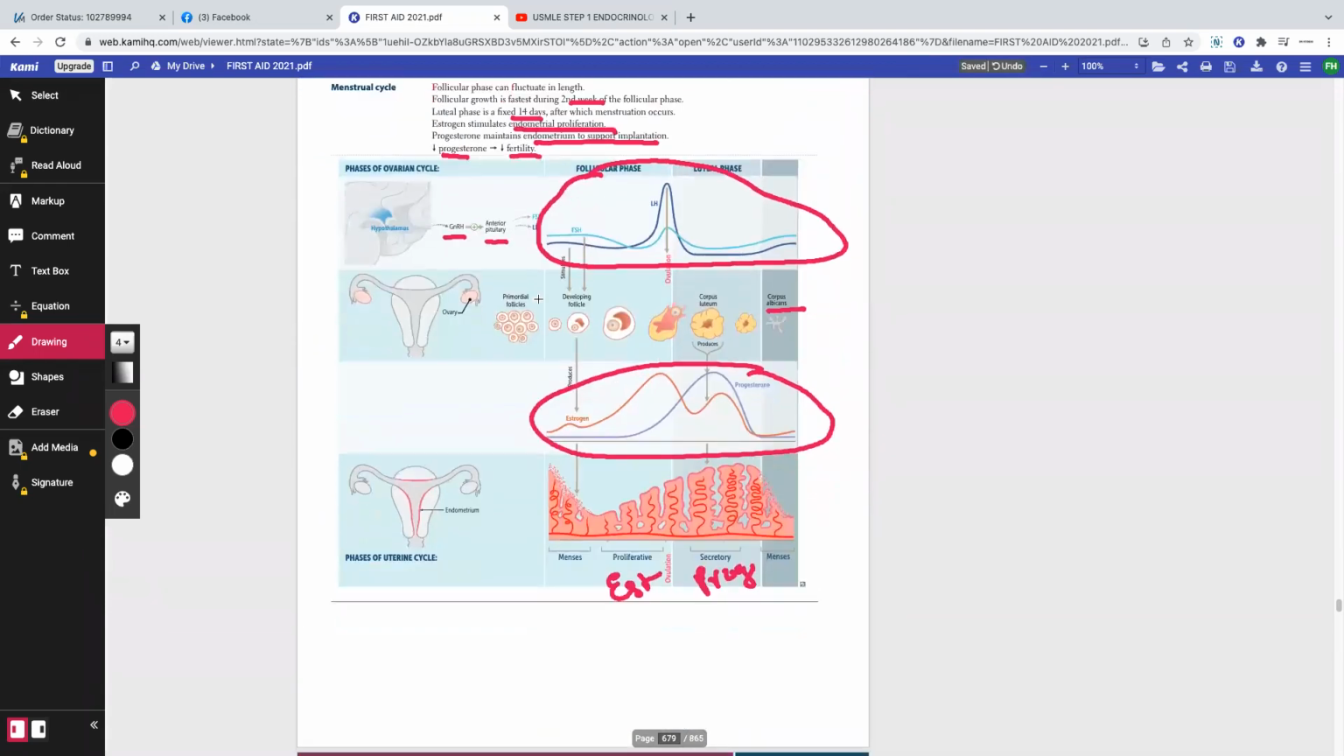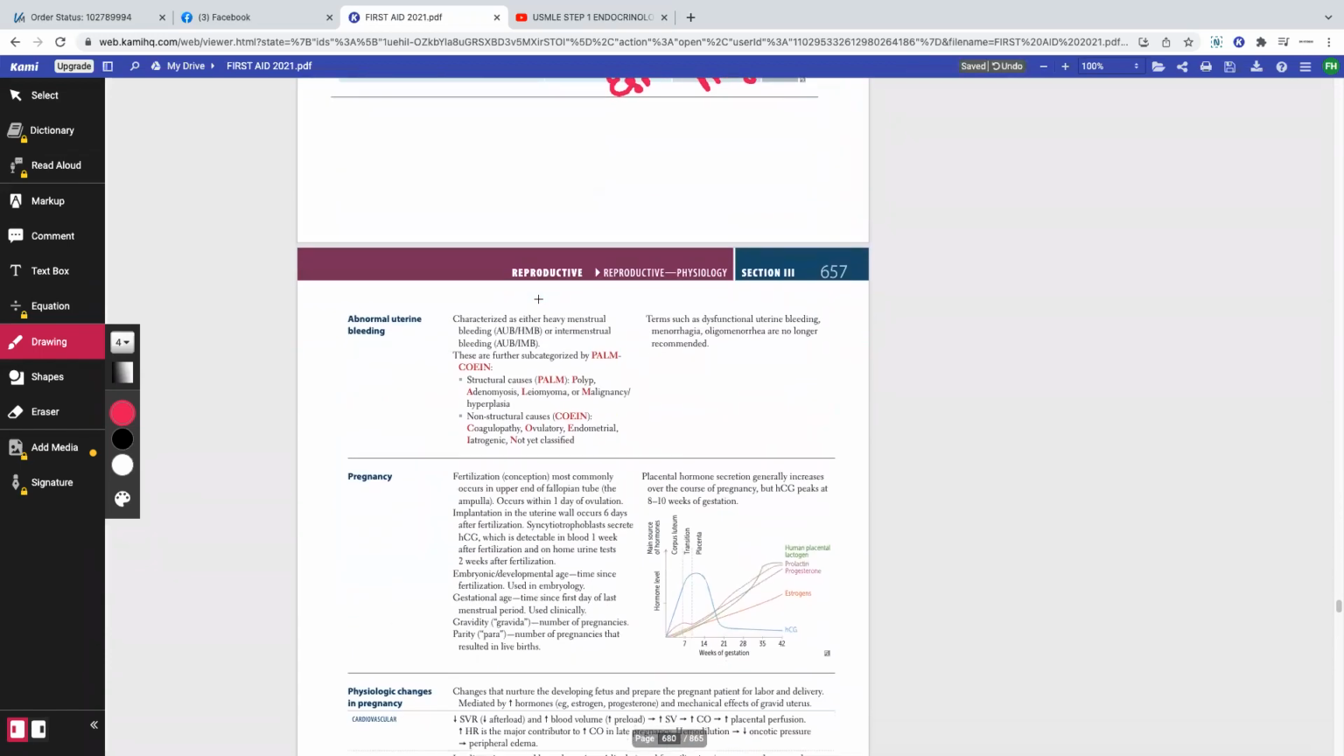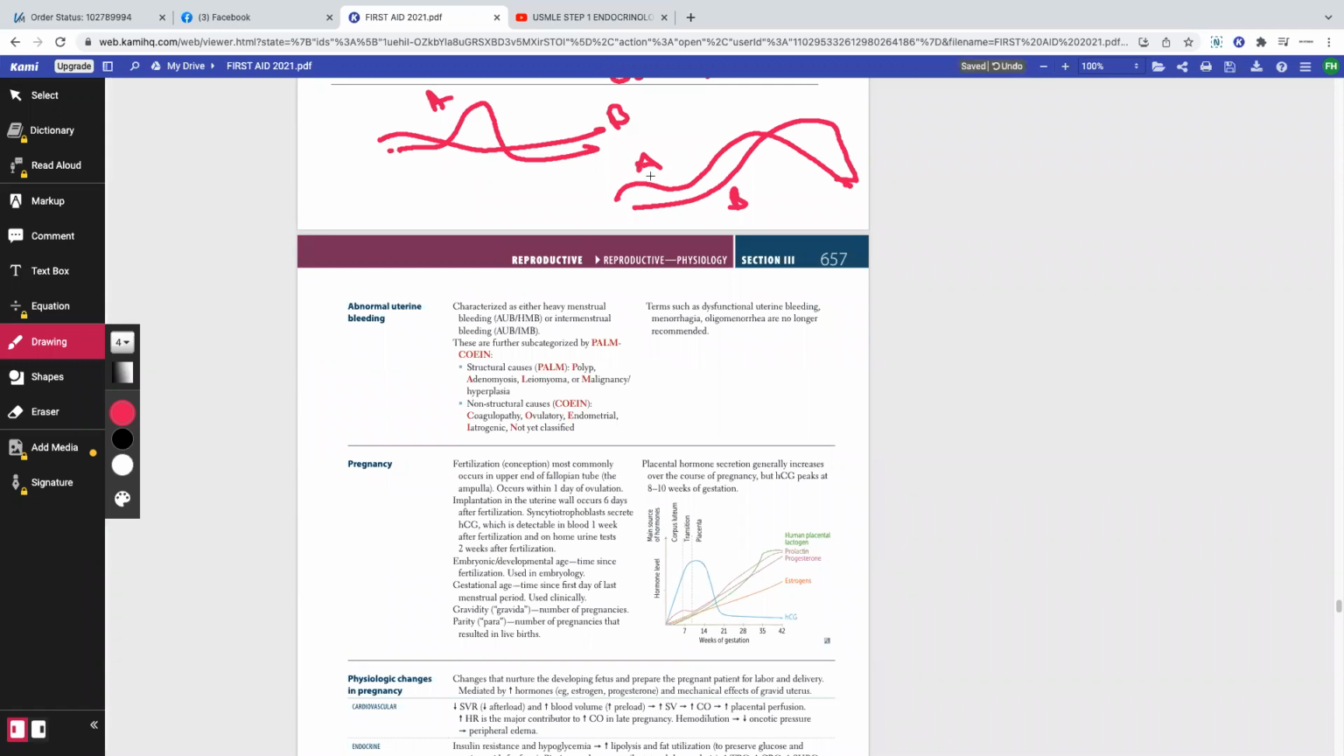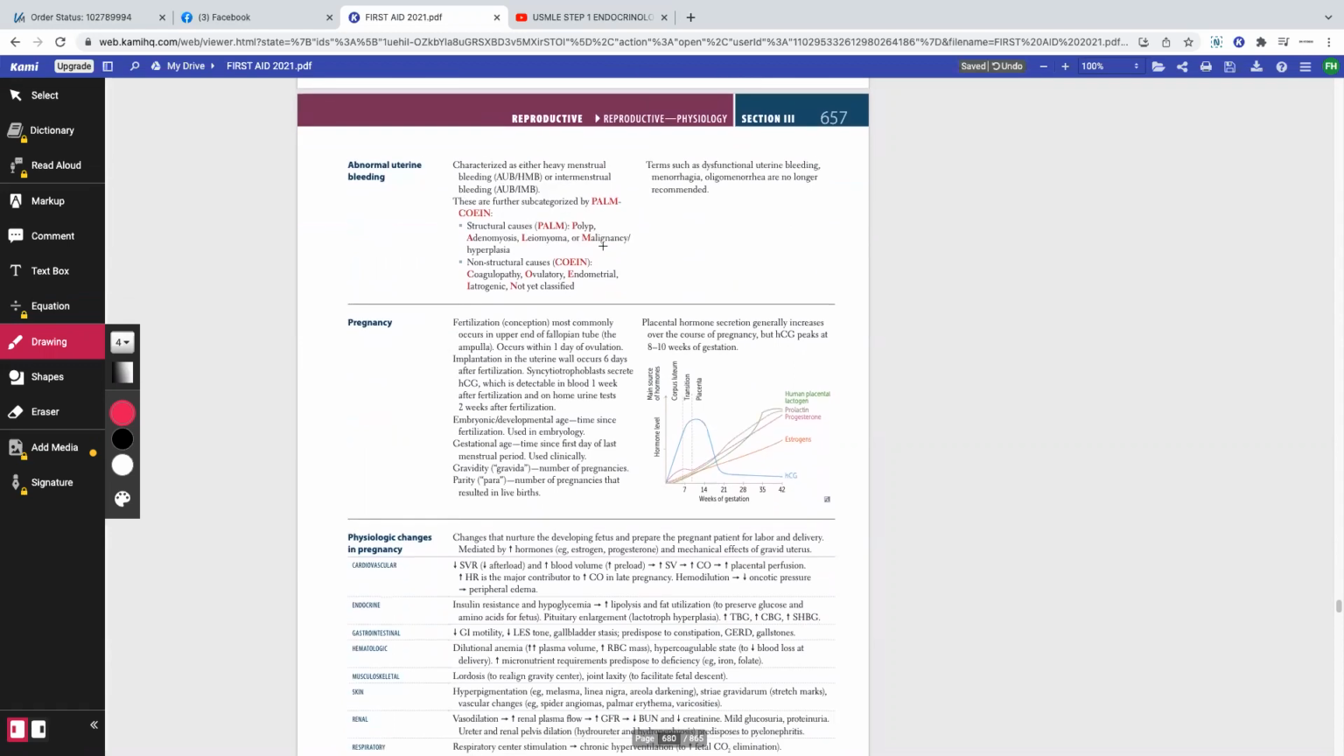Have I made myself clear? Yes or no? Fast answers, please. Over here, A, B. A is for which hormone? Fast answer, please. LH. A, B. A is for which hormone? Fast answers, please. Estrogen. There you go. Okay, that was my goal for the last page.